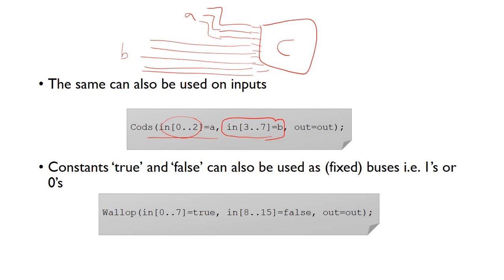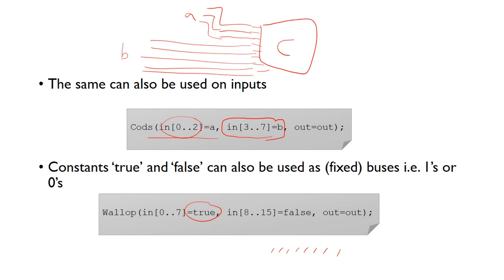And then we can also use the constants true and false, because sometimes you want to set every bit on a particular bus to be a 1. You can just say true. So that means bits 0 to 7 will be true, so we'd have 8 ones, and then bits 8 to 15 will be false, and we'd have 8 zeros. So the constants true and false are just used to set logical 1s and logical 0s.